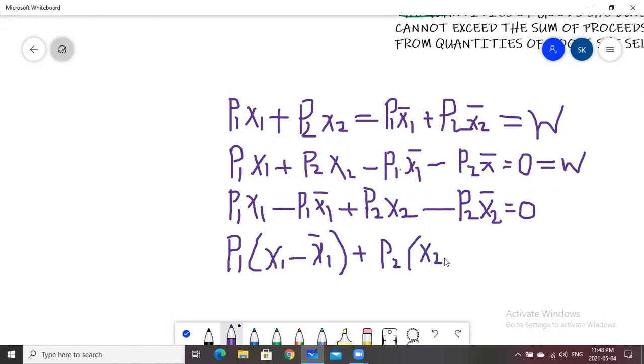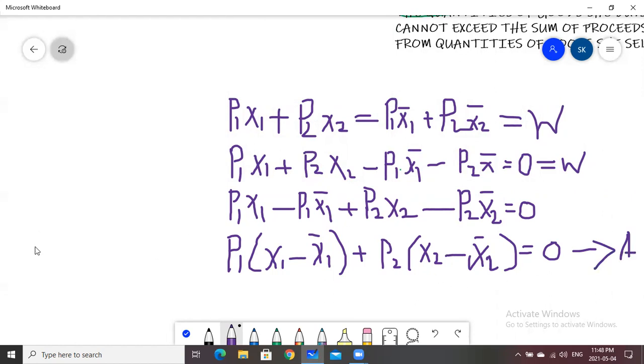We are taking the difference of the endowments and the goods that are purchased or sold. The whole expression is equal to 0. Therefore, let this be some equation, let this be equation number A.